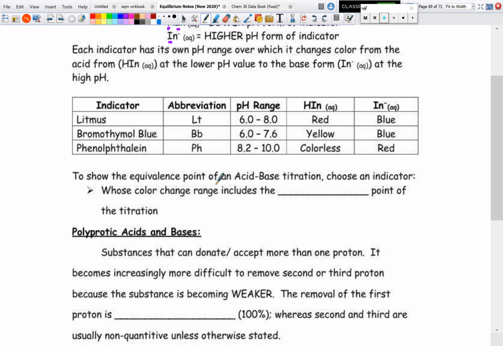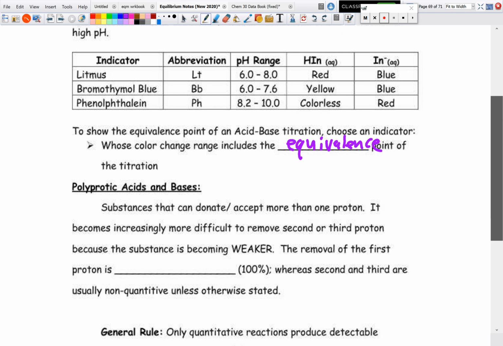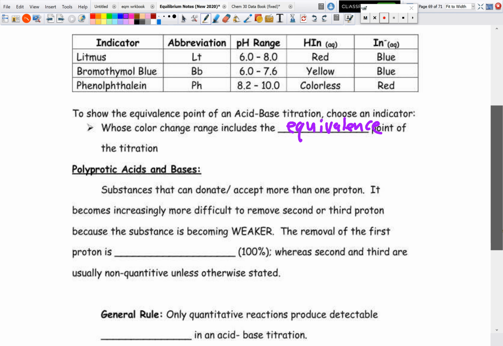Now, to show the equivalence point of an acid-base titration, we choose an indicator whose color change range includes the equivalence point, which I just showed you. So that is how, if you look at any graph, as long as the pH range is in right there, and now even with the previous one on the previous page, even bromothymol blue might be good because this range is close to, or even the litmus might work as well.